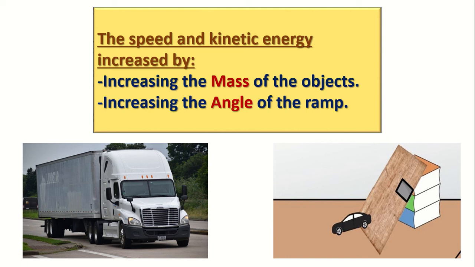Excellent. As we said, the kinetic energy increases by mass and also by the angle of incline. Do you remember the angle of incline? When something is not straight, it is inclined like that. And when the angle of incline increases, the speed will increase and the kinetic energy will increase. Excellent. So again, the speed and kinetic energy increase by mass and angle of incline.